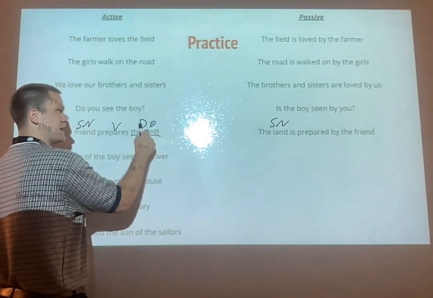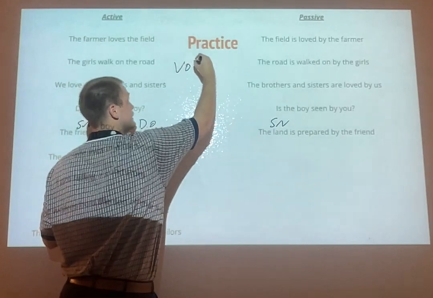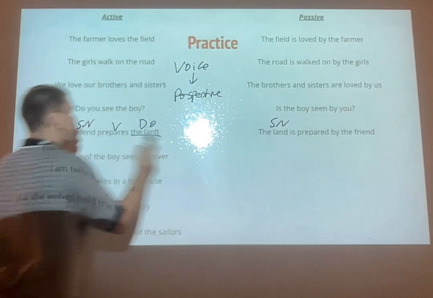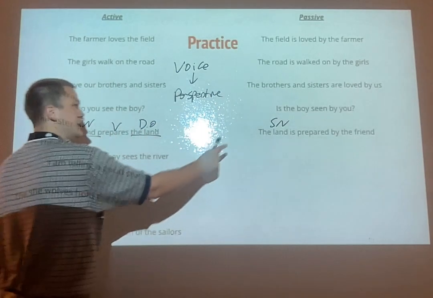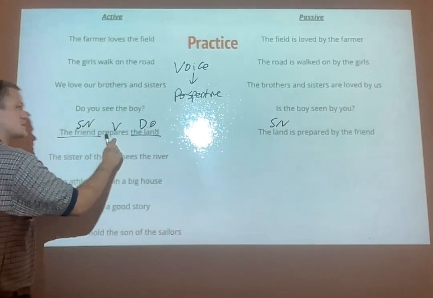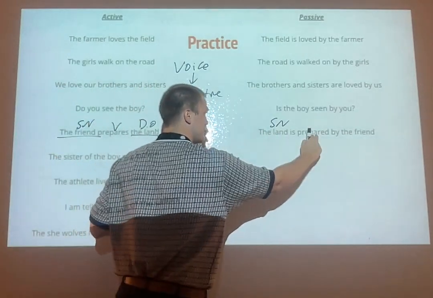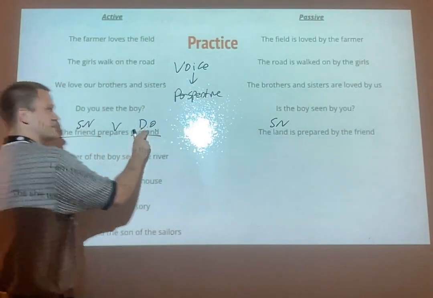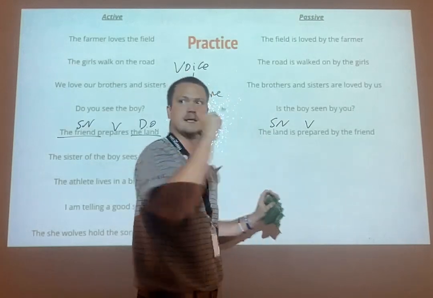The land is the direct object here because, remember, voice is perspective. So here we are giving the friend the voice. Here we are giving the land a voice. That's passive. So the friend is doing the verb, but to give the land a voice, we have to make sure that it is receiving the verb in the passive. All right? So this is the equation we'll have for active sentences. Here we have subject noun, verb.